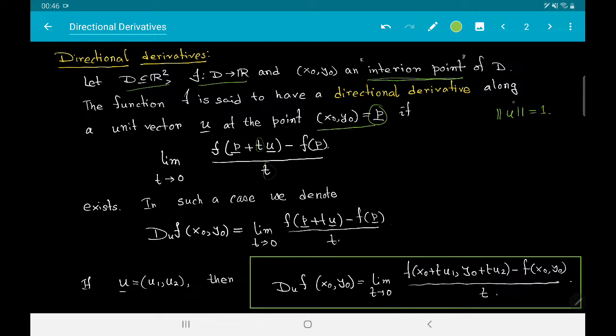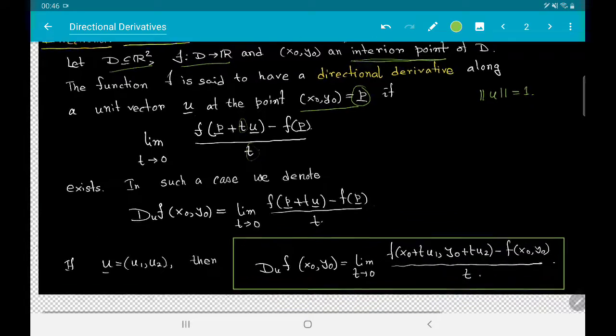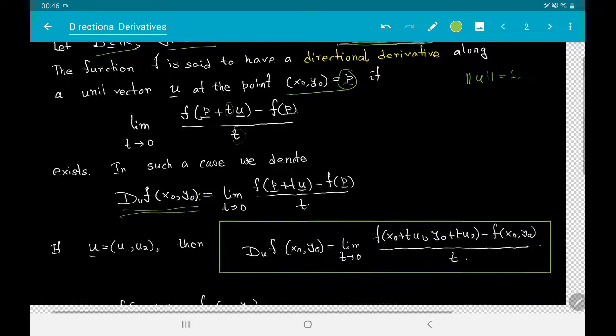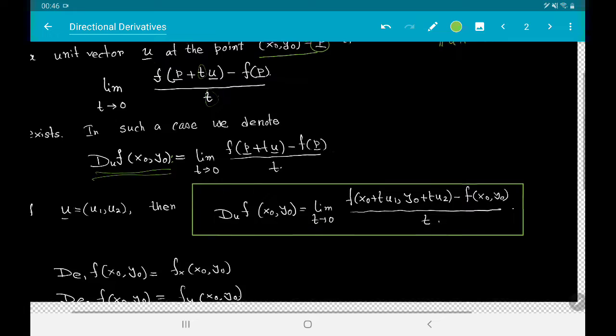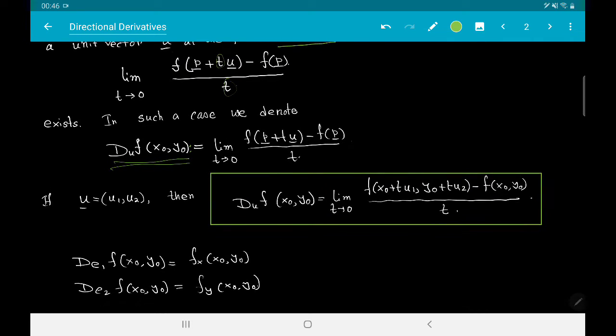So f has a directional derivative along the unit vector u at this point p. In such a case, namely when the directional derivative exists along u at the point p, we say that this limit is exactly the directional derivative, and we denote it by D_u f at the point x0 y0.